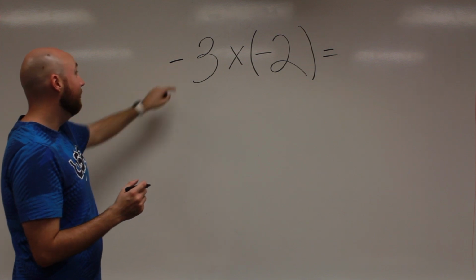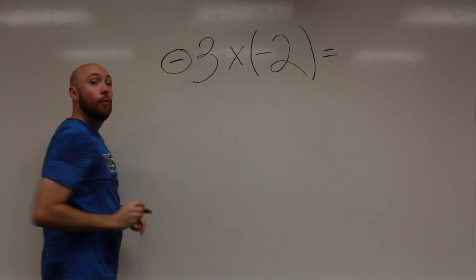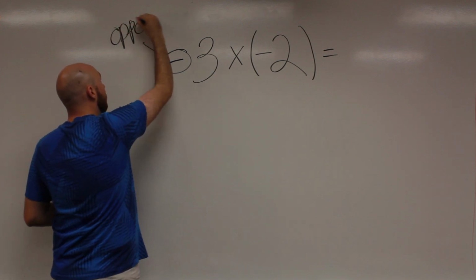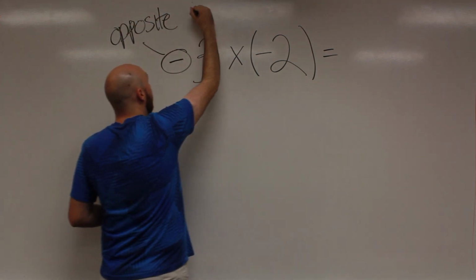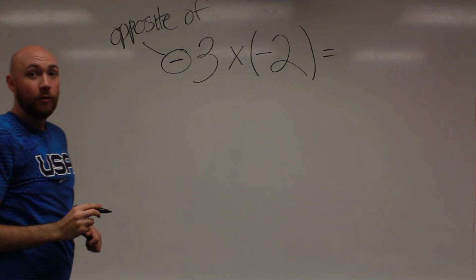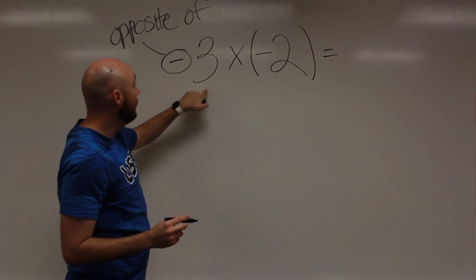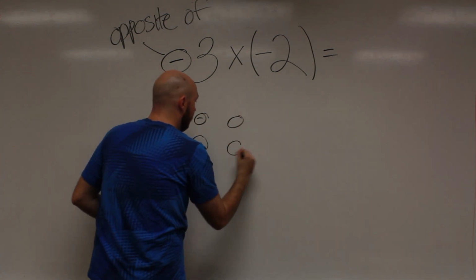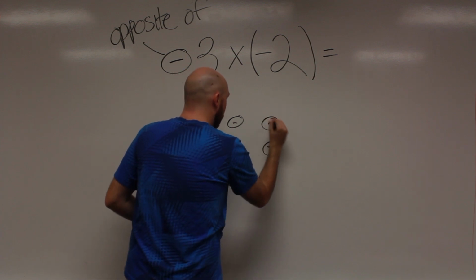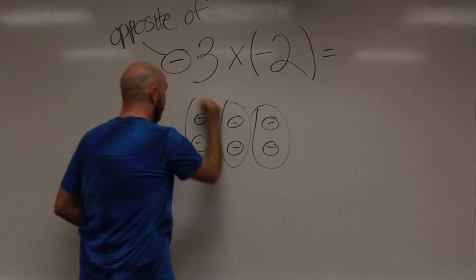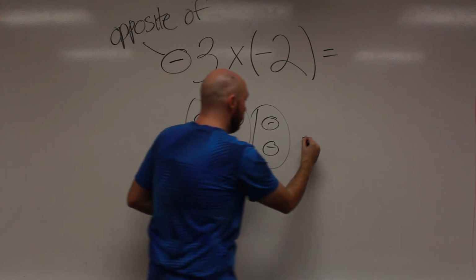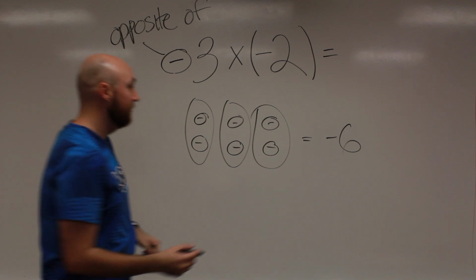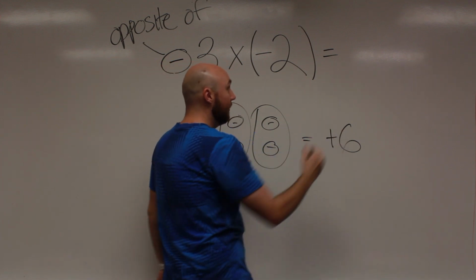When we have a negative at the beginning, I'm going to use this as, what is a negative? The opposite, right? So in this, I'm going to put opposite of, right? And then we got opposite of 3 groups of -2. So again, when we did this, 3 groups of -2, we got -6 like we solved before. Now since we have a negative at the beginning, we need to make the opposite of this. So what's the opposite of -6? +6.